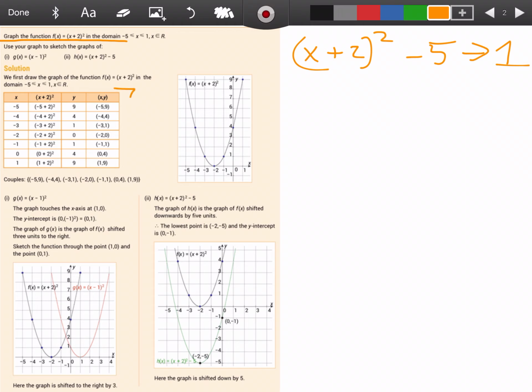So you guys can draw out an input-output table like that, sub in all your values, get your x and y coordinates, and then you plot your graph like has been done there for you. That's no issue to you. You were able to do that last week, so I hope you're still able to do that this week.